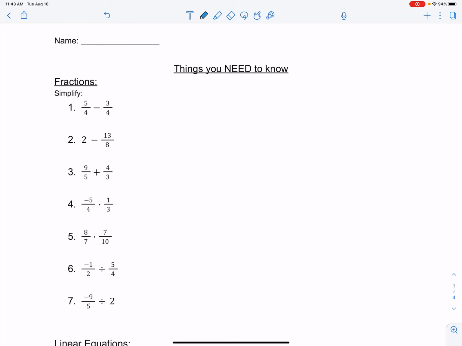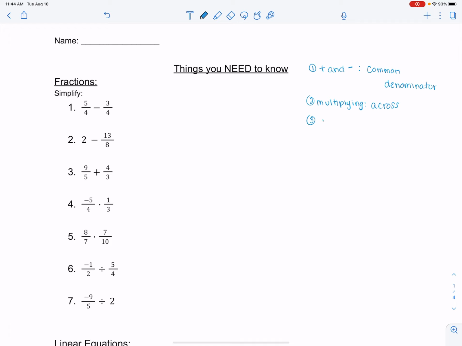Okay, so fractions. A couple things you need to remember about fractions. First, you need to remember that when adding and subtracting, you need a common denominator. When multiplying, it doesn't matter. You're going to multiply straight across. We'll just say multiply across. When I mean across, I mean top to top, bottom to bottom. So you're just going to multiply across.